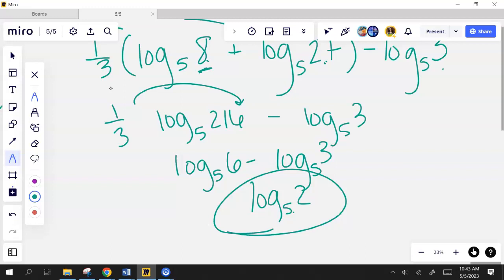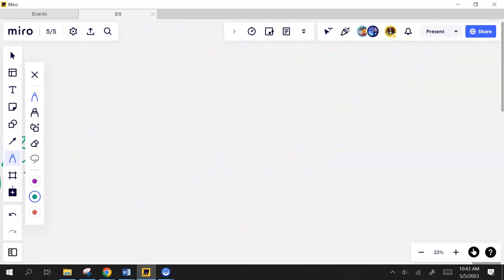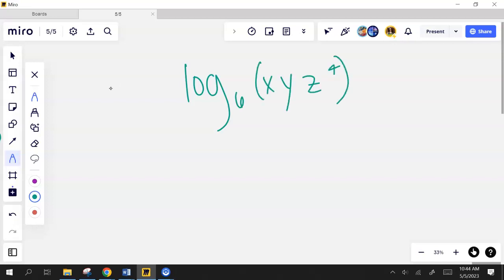Y'all ready to expand one? I mean, if you know how to do it, I don't mind stopping. I can at least go and pass around homework while y'all work. All right, expand.